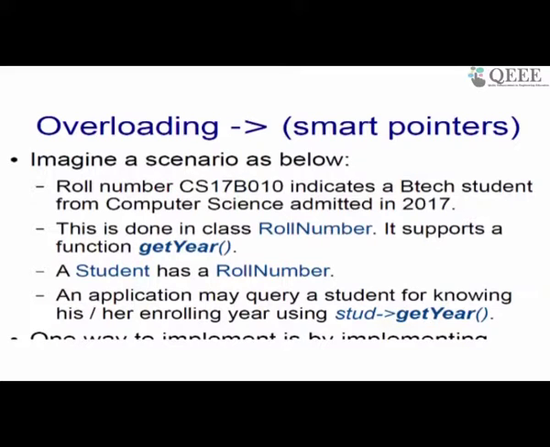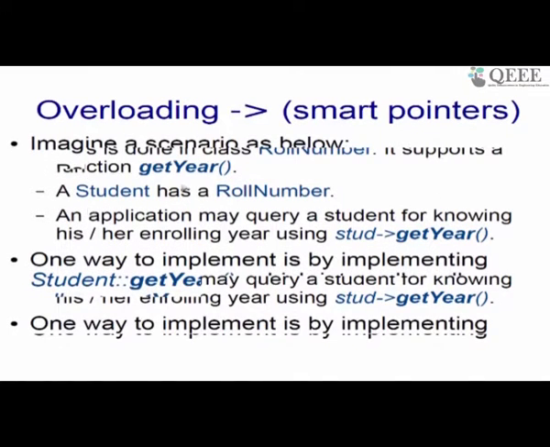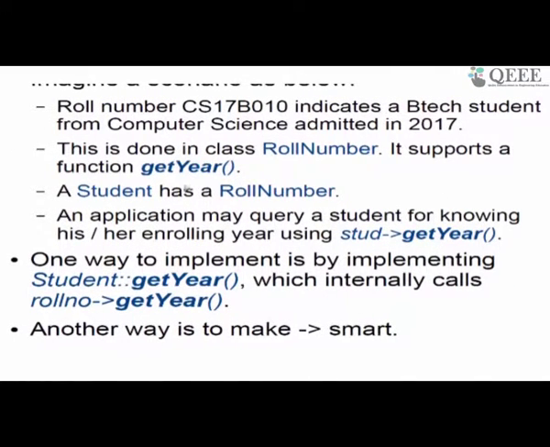However, instead of redefining things, I would be happy if I can directly call getYear, which is defined on the roll number, on the student, because the student is uniquely identified by the roll number. So it would be really nice if I can use getYear on the student directly. That is what I am saying when I say that an application may query a student type for the enrollment year. So student arrow getYear is something that the application wants to do.